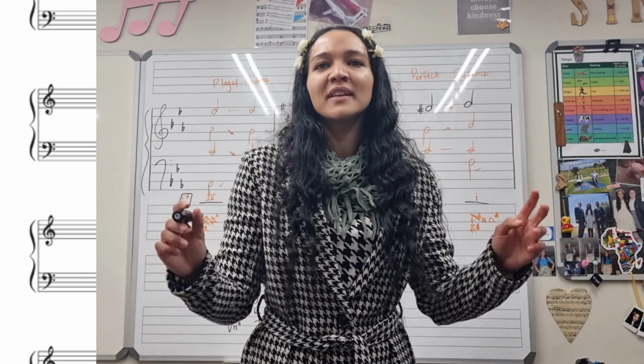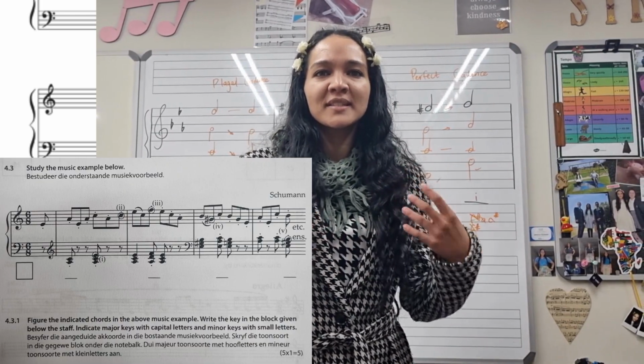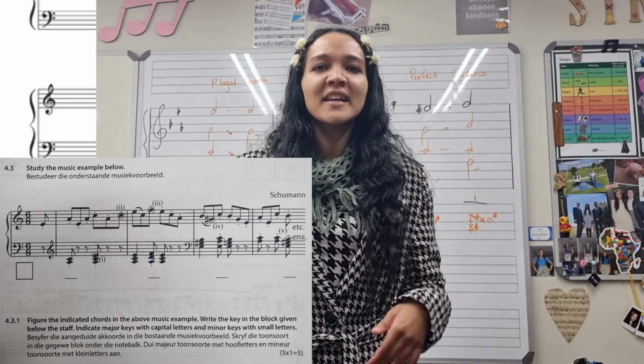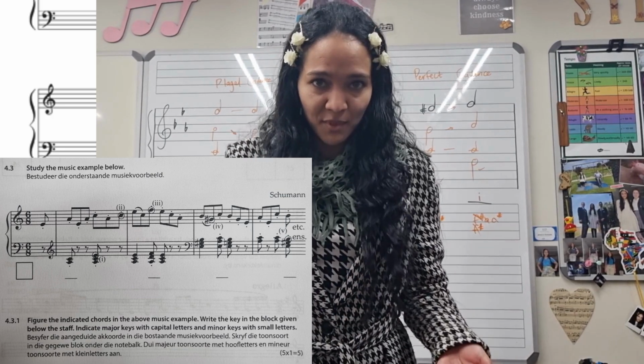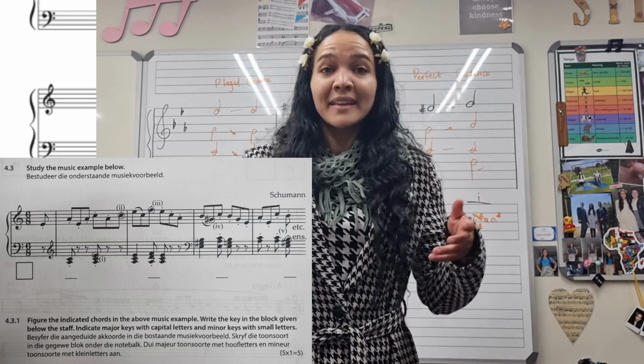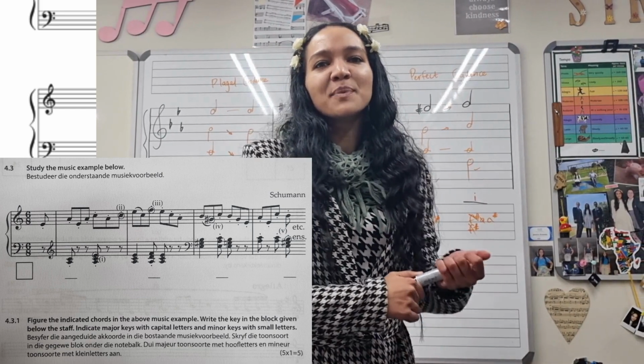In 4.3, we are given yet another musical example. It says, study the music example below, and they give us some questions on it. Firstly, they say, figure the indicated chords in the music example, write the key in the given block, indicate major keys with capital letters, and minor keys with small letters.